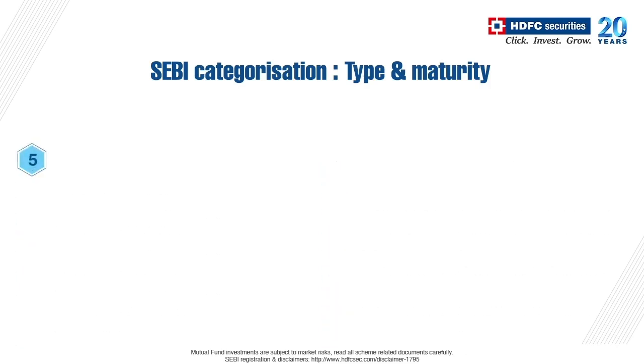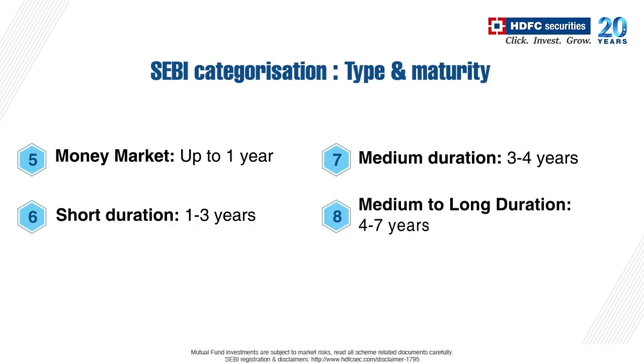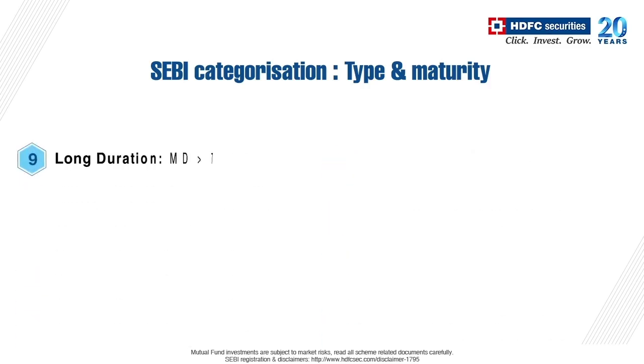The next 5 categories include money market funds, investing in securities with maturity up to 1 year, short duration funds, investing in securities that have MD between 1 to 3 years, medium duration funds, investing in securities that have MD between 3 to 4 years, medium to long duration funds, investing in securities that have MD between 4 to 7 years, and long duration funds, investing in debt securities with MD greater than 7 years.